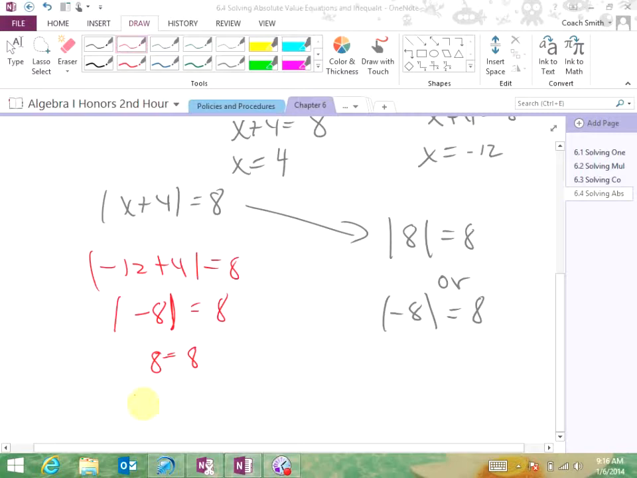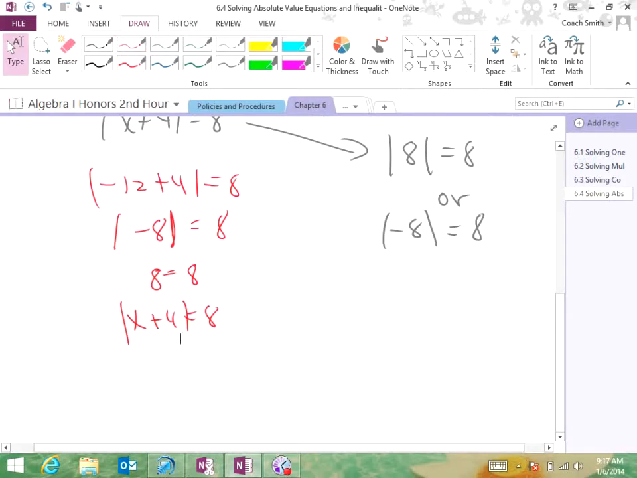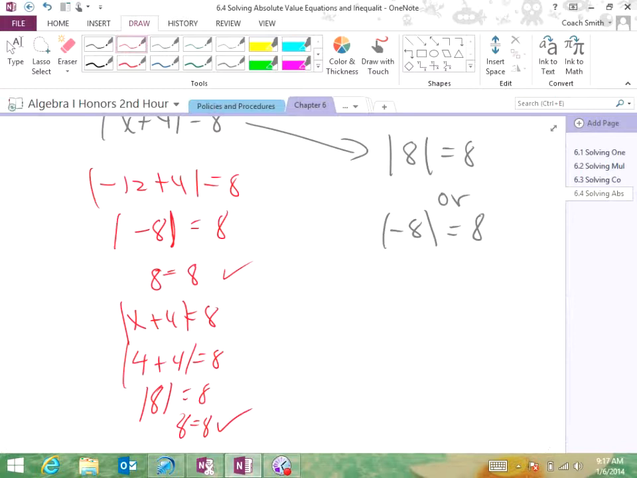4? Yeah. So the second one, we have x plus 4 equals 8 in absolute value, which means 4 plus 4 equals 8. The absolute value of 8 is equal to 8. So they checked out. The equations are fairly simplistic. Inequalities get a little bit more difficult, but not really. They're basically the same.